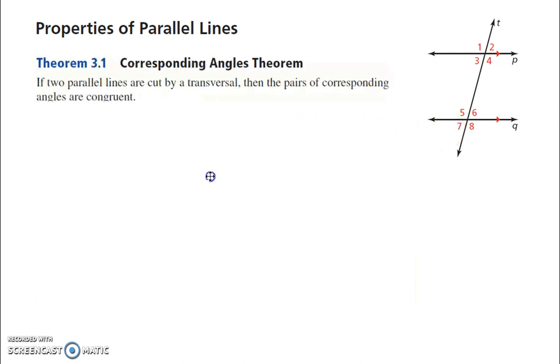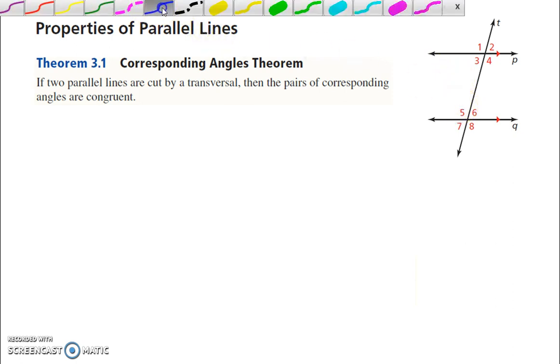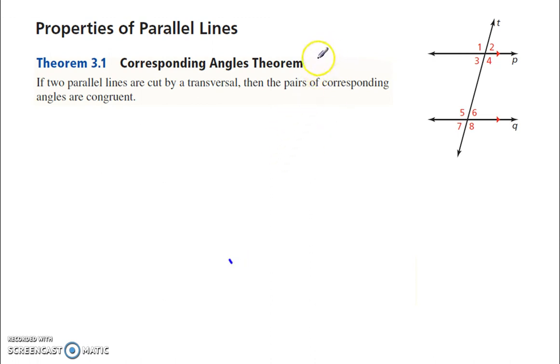All right, first theorem, the corresponding angles theorem. If two parallel lines are cut by a transversal, then the pairs of corresponding angles are congruent. Corresponding angles means in the same place on the other line. For example, angle 1 and angle 5 are corresponding angles, so those two are congruent. I could say angle 1 is congruent to angle 5 because they are corresponding angles.